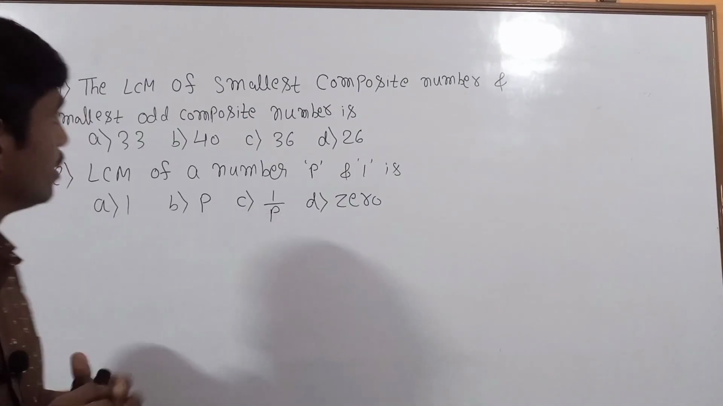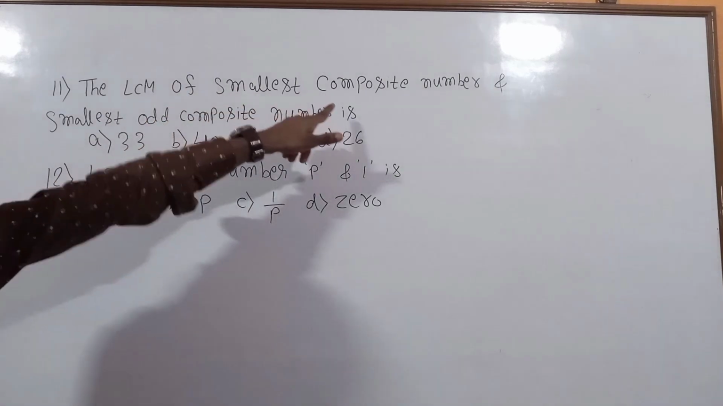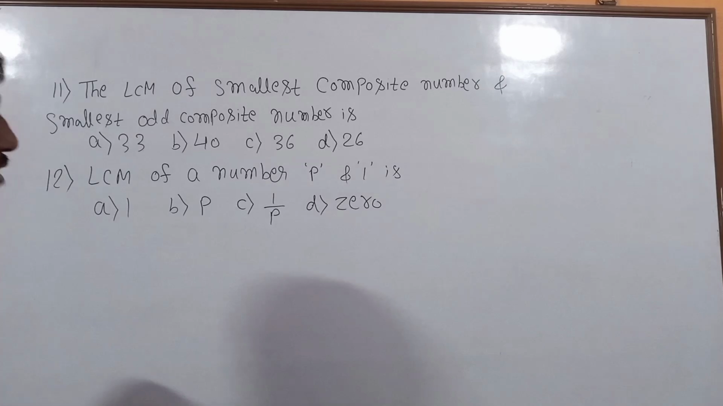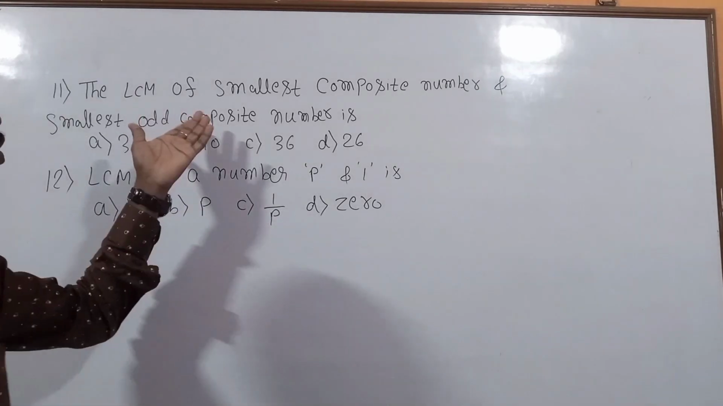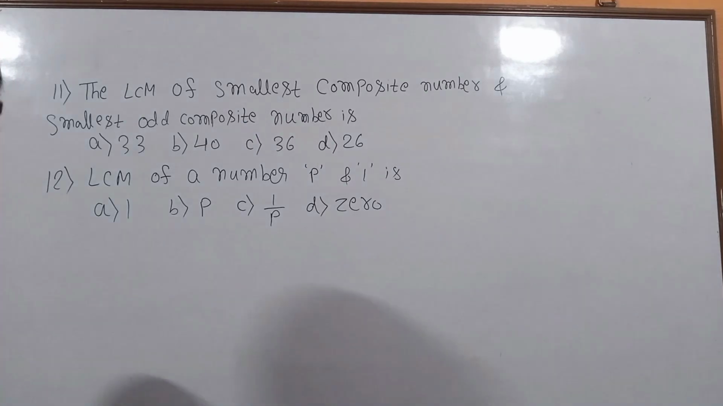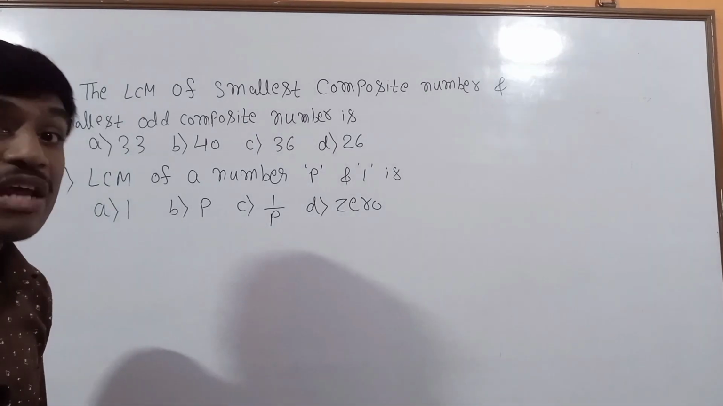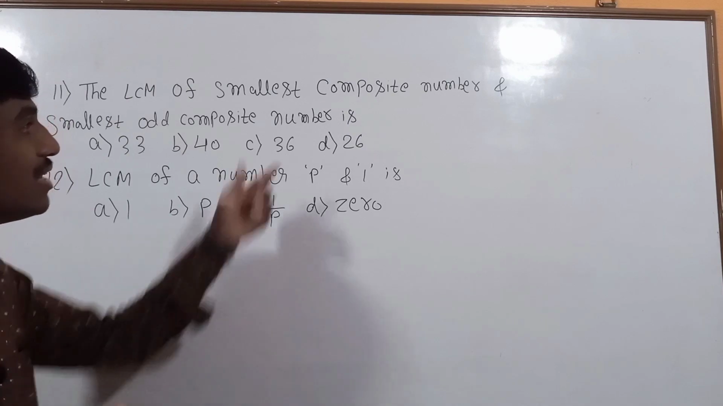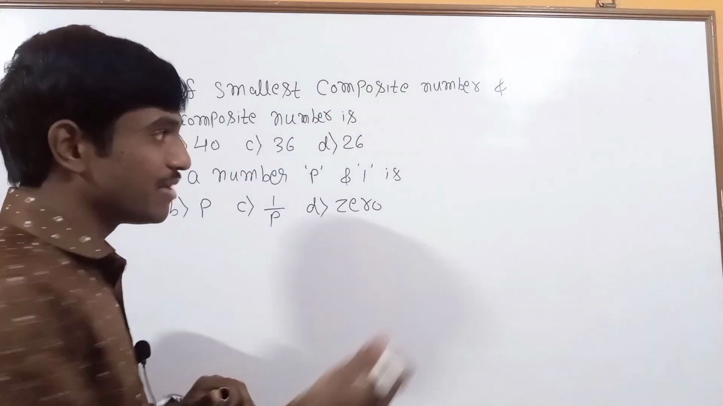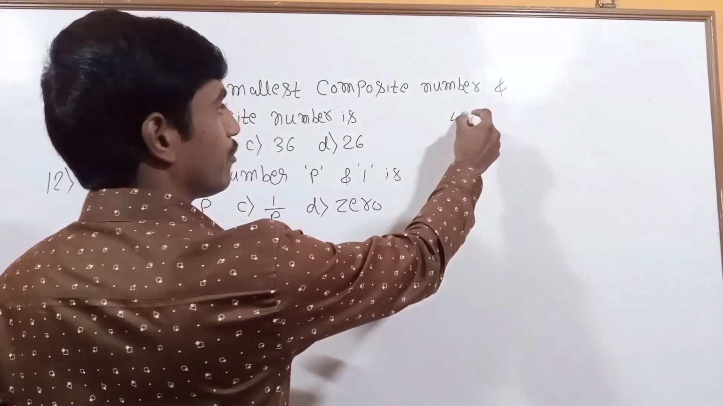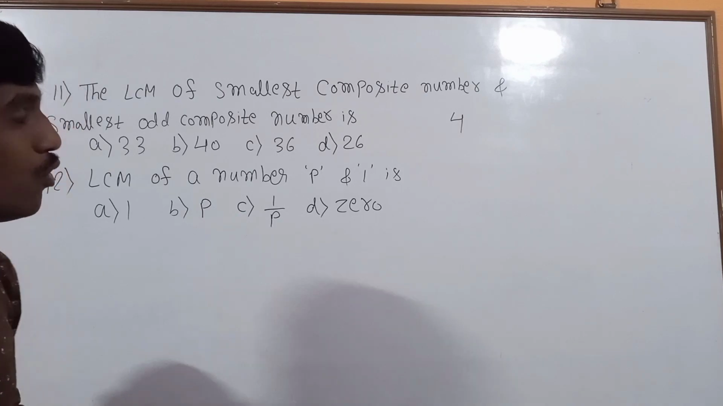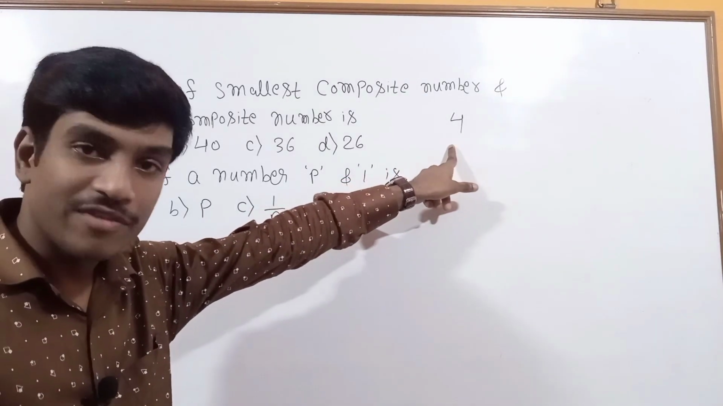Now the next question: the LCM of the smallest composite number and the smallest odd composite number. There are many composite numbers and many odd composite numbers also, and among them they are asking for the smallest. We know that the smallest composite number is 4. So 4 is one number, and then the smallest odd composite number they are asking. 4 is obviously not odd, it's an even number.